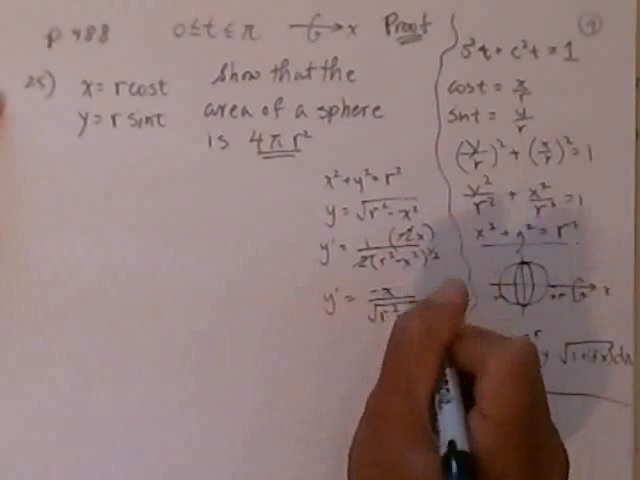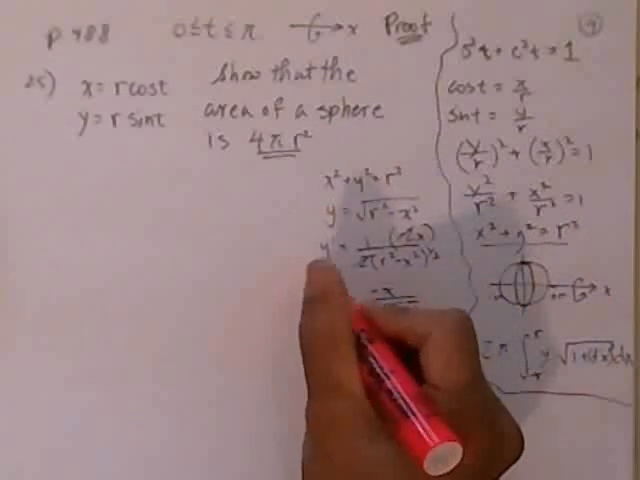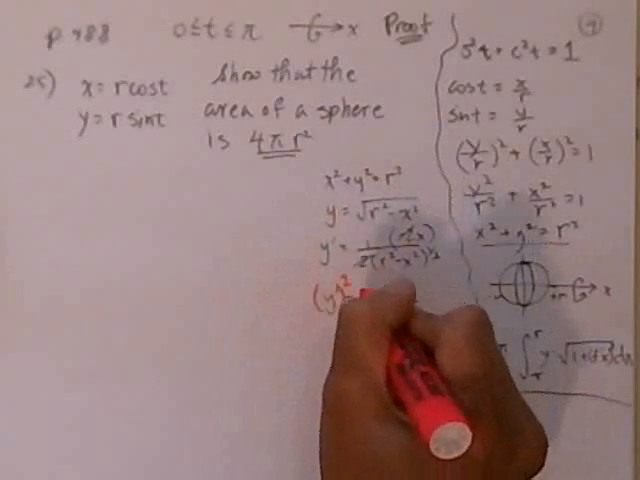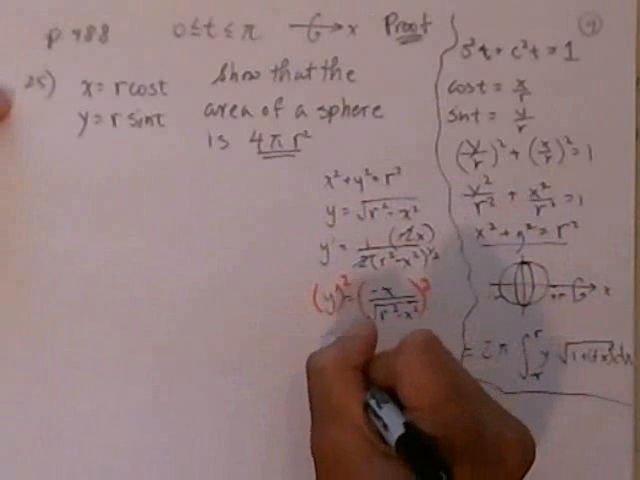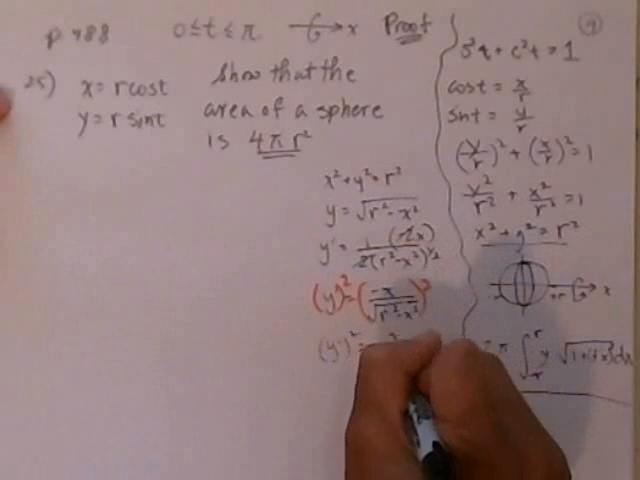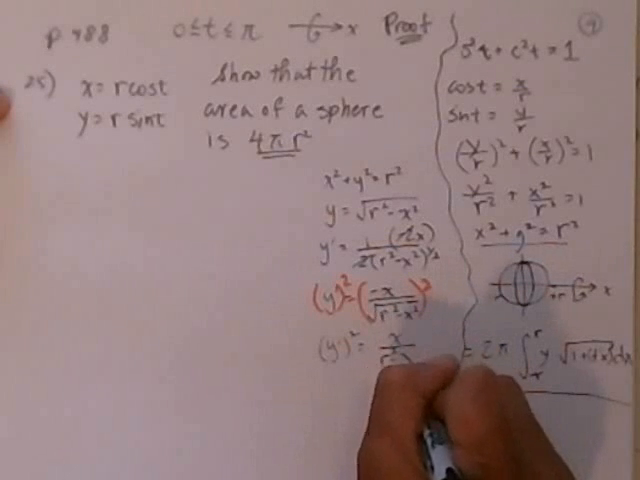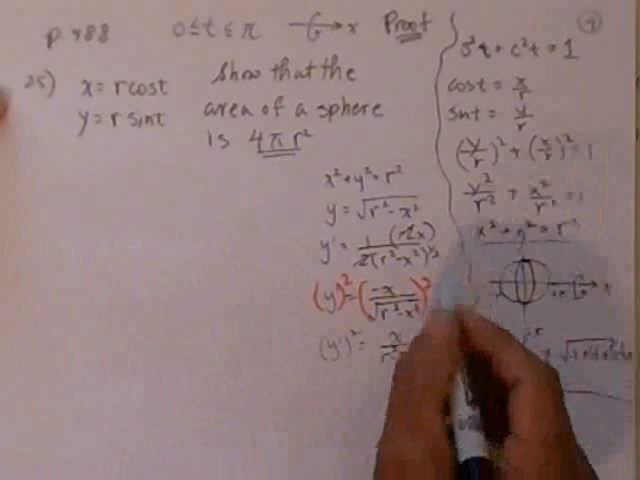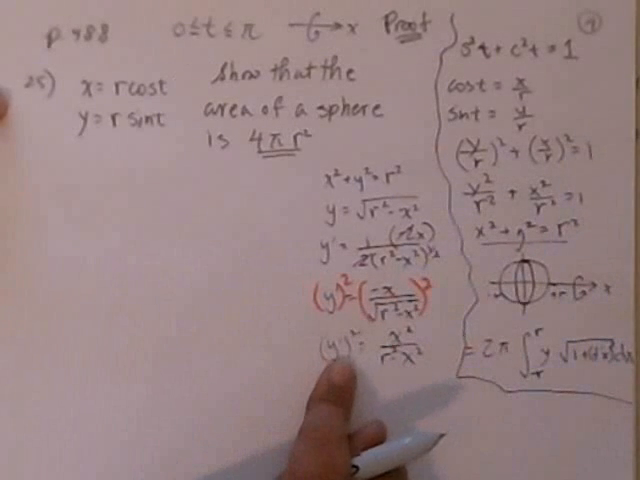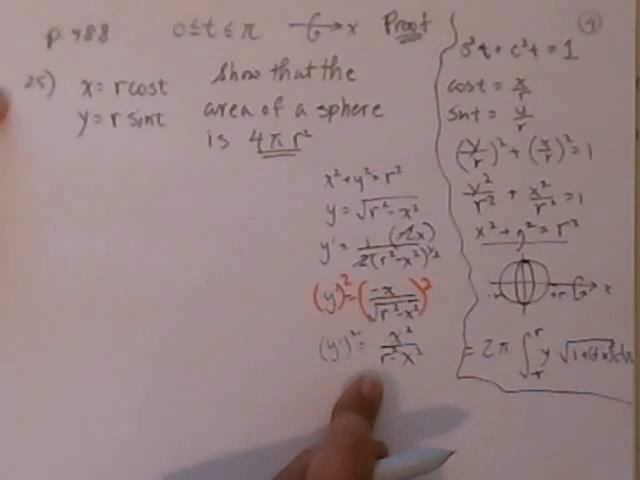squared. And now what we're going to do is square the left side, square the right side. You end up with y prime squared is equal to x squared over the square root of that squared, which is going to be r squared minus x squared. So I hope you can see that it's going to be x squared over r squared minus x squared.